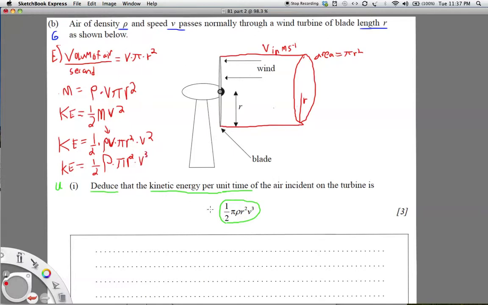All right, KE equals 1/2 pi times rho times r squared times v cubed. Same thing. Okay, there we go. See you in part 2 of question 8.7.